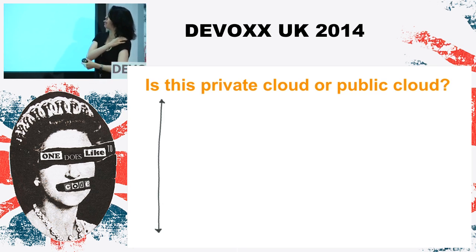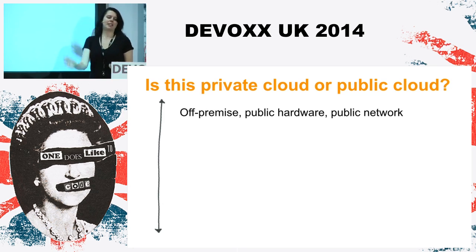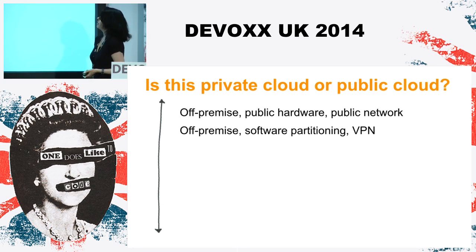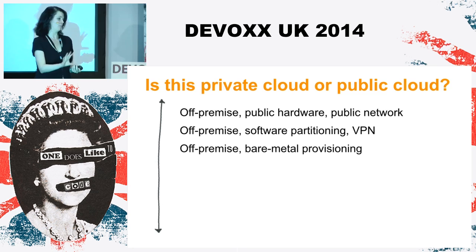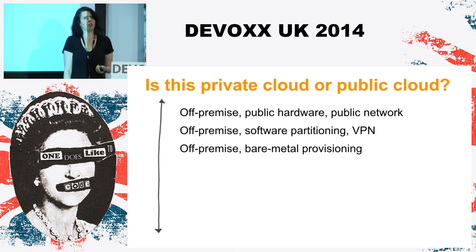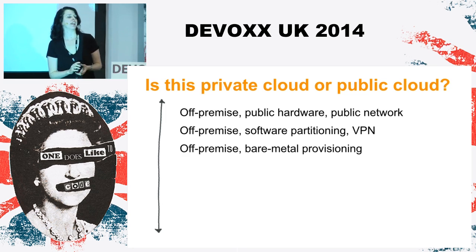So obviously the most public is off-premise, public hardware, public network. A little bit more private is where you've got software giving you some layers of privacy. So you've got the software partitioning to keep your data separate. You've got a VPN to keep your data private in traffic. The next layer down from that, which gives you pretty good security really and privacy and coziness, is bare metal provisioning. And that's something that not all of the IaaS providers can give you, but certainly some can.